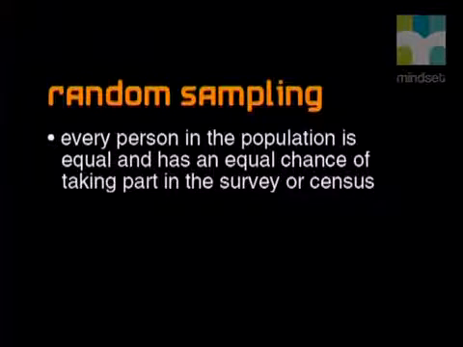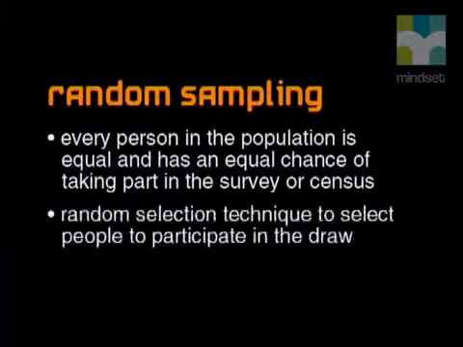The first is called random sampling. Random sampling works on the idea that every person in the population is equal and has an equal chance of taking part in the survey or census. We then use a random selection technique to select people to participate in the draw. What is a random sampling technique? It's a technique that makes the sampling random.